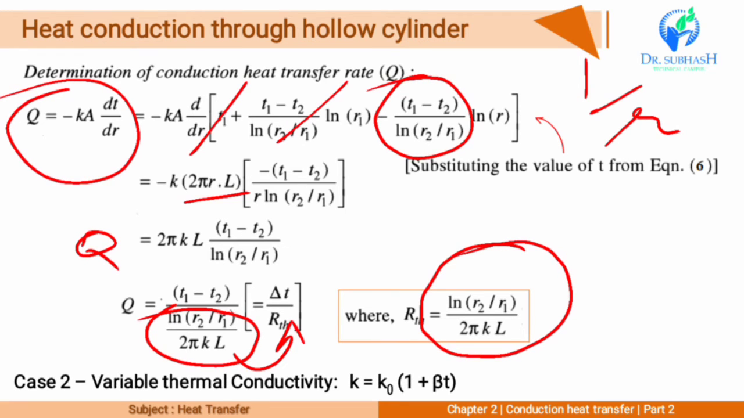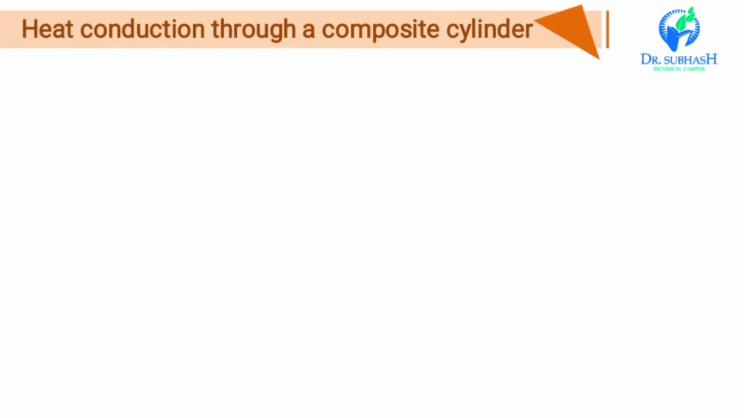If the thermal conductivity varies with respect to temperature, then the heat transfer rate can be determined by using the equation K is equal to K0 into (1 plus beta T). Now let's derive an equation of heat conduction through a composite cylinder.